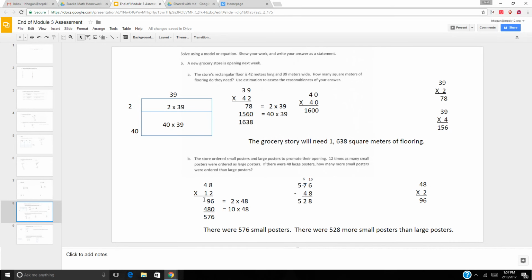So that's why these are a little more of an extension. This is an extension because you need to do an estimate for reasonableness. And this is an extension because you're multiplying, but then you have to subtract. So it's a 2-step problem.